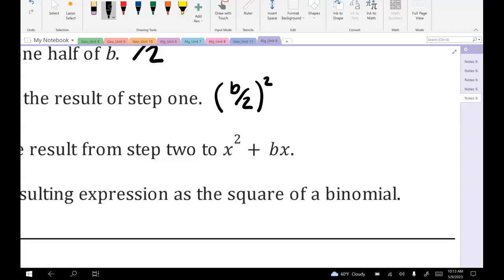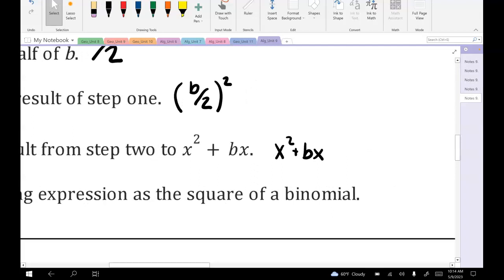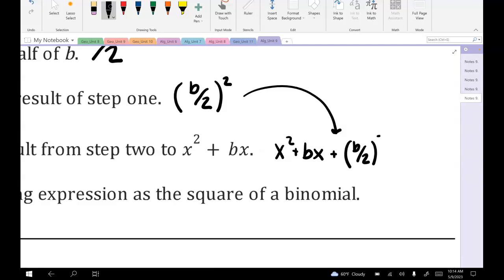And then we would always add this to our standard form because we're making a c term. In the homework, you start off by saying find your c. That's what you're making by doing all these steps. So this last step would look like x squared plus bx, and your c term you get from up above. This is plus b divided by 2 squared. So now that is in the standard form of a quadratic: ax squared plus bx plus your c.